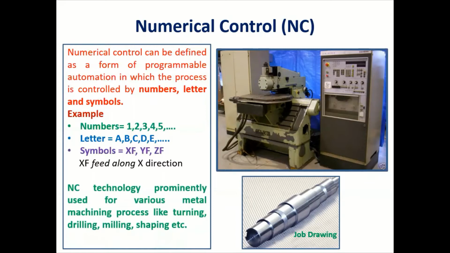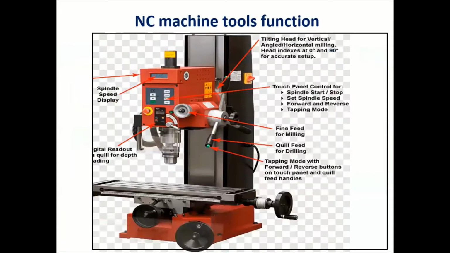NC technology is prominently used for various metal machining processes like turning, drilling, or milling, or even shaping. So these are the applications where you can mostly see NC control system or technology. Next is the NC machine tools function.